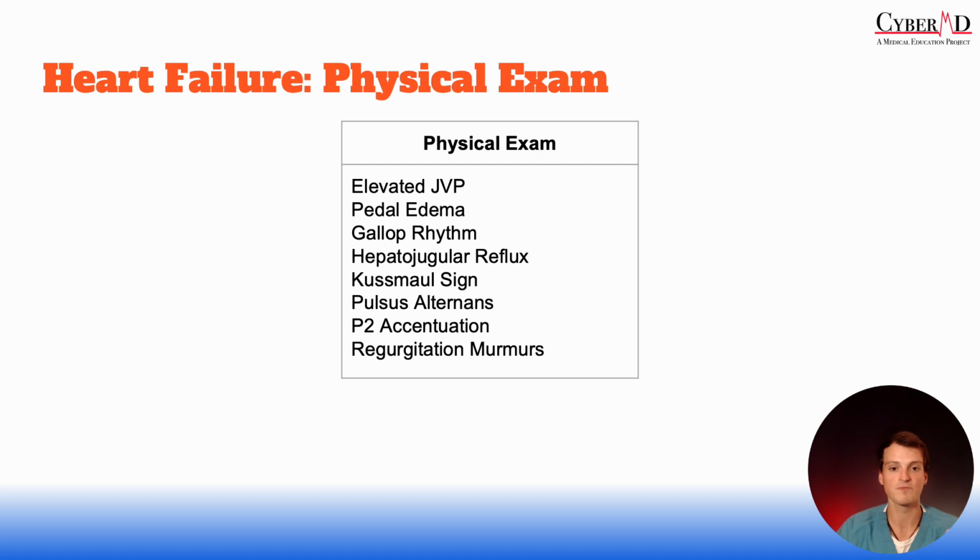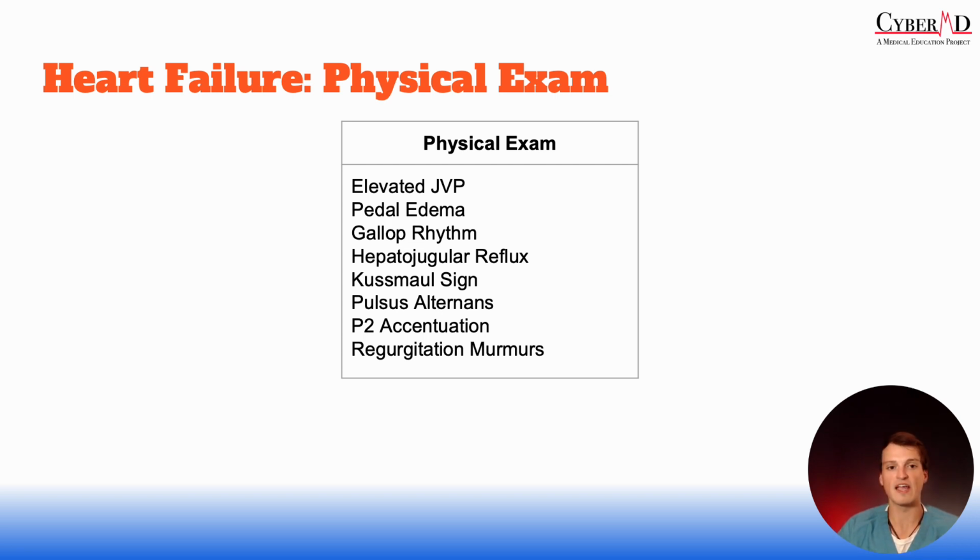Number 7 is going to be a prominent P2 sound. And the P2 is the second heart sound associated with closure of the pulmonic valve. So if this is accentuated, if it's really loud, it could suggest an increased pulmonary artery pressure, which is going to be commonly seen in pulmonary hypertension. So this is something you might see in a patient who has this isolated right ventricular failure. You could hear a really loud P2 due to their pulmonary hypertension.